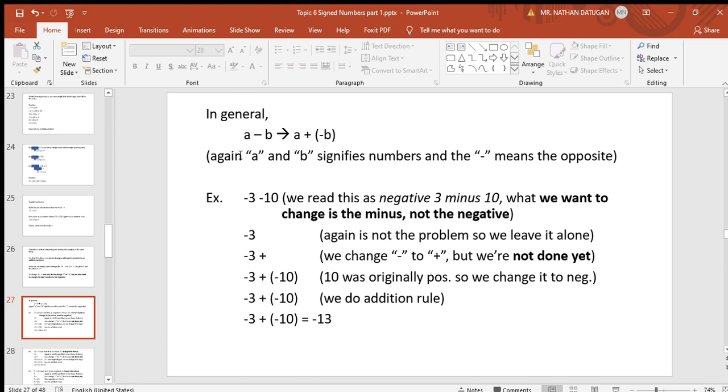Again, A and B are just numbers, any kind of number you can think of, you can make fractions too. And this part, again, is opposite, not minus, or not negative.